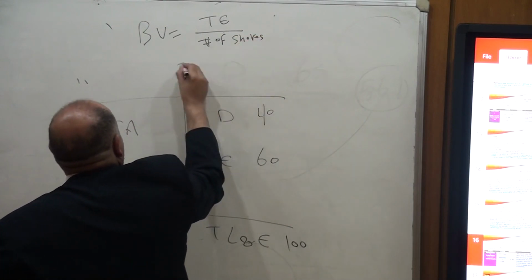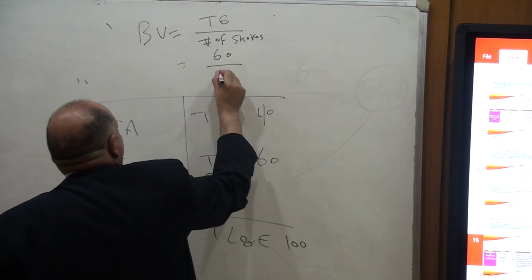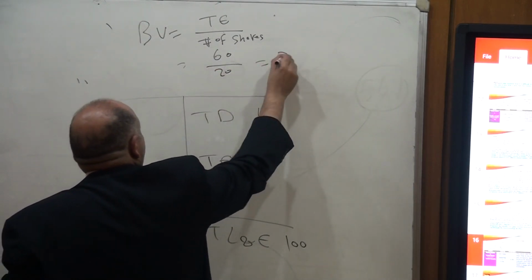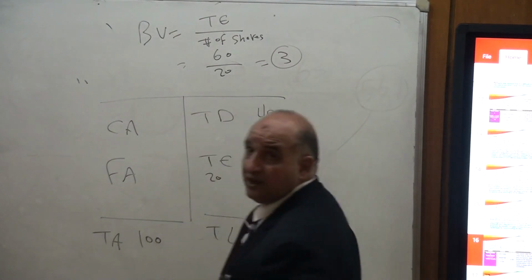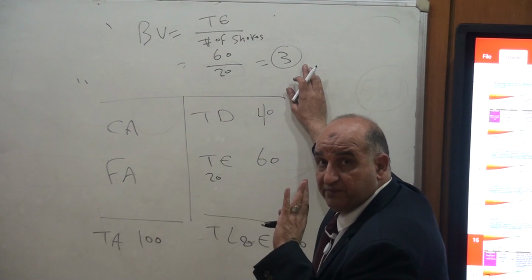So it will be total equity 60 divided by number of shares 20. So it will be 3. So this 3, we call it the book value of the share. Okay?